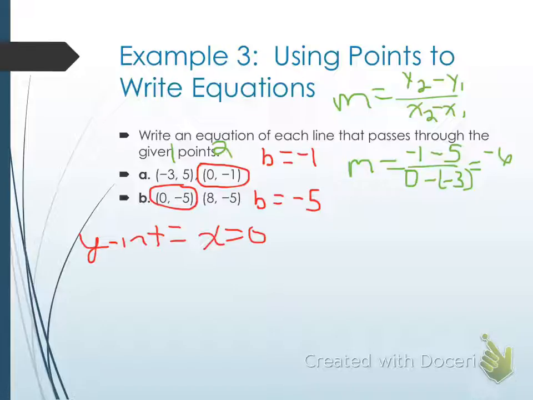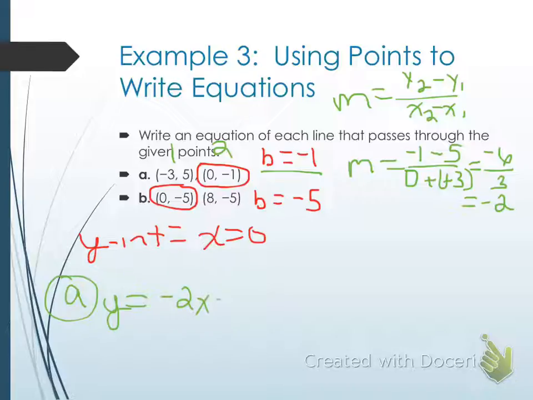And 0 minus a -3, keep change switch, is 3. Is that in simplest form? No, I could actually just make that a -2. So for A here, we now have our y-intercept and our slope. So I can just write y equals m, which is my slope, -2x, plus b, which is -1. So I'll just put -1. So that's what that first one's going to be.